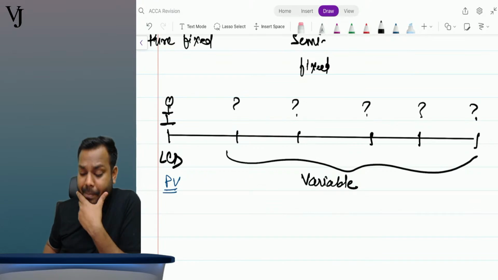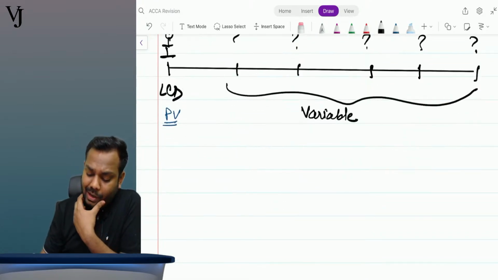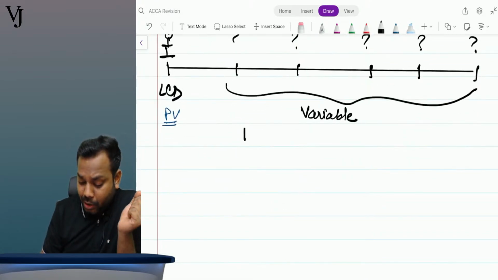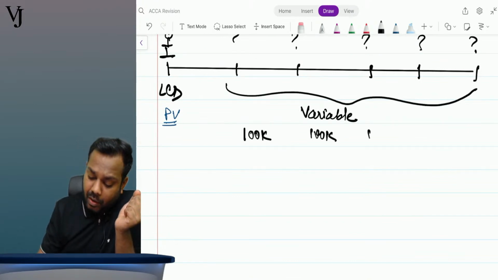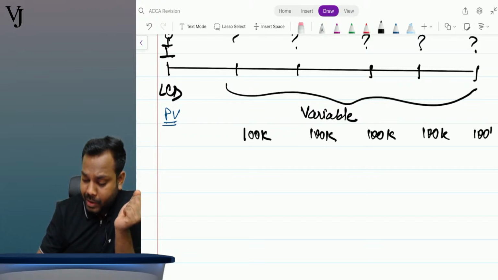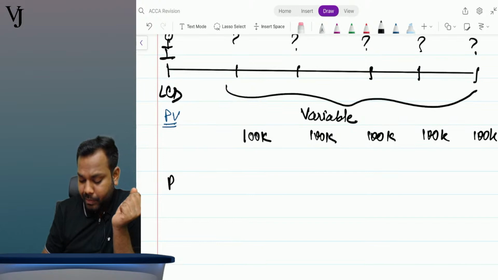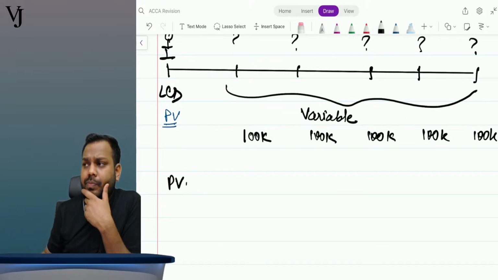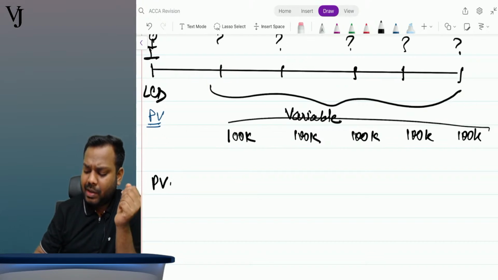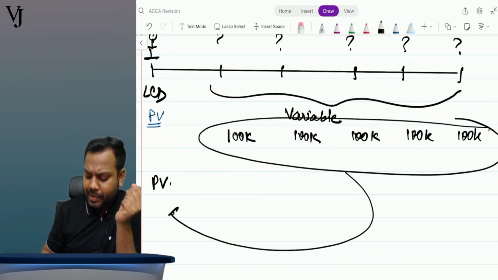Let me give you an example. Let's suppose the lease payments are 100,000 per annum. Can you calculate the present value? Yes, you can. These lease payments are fixed and we can calculate the present value of it.